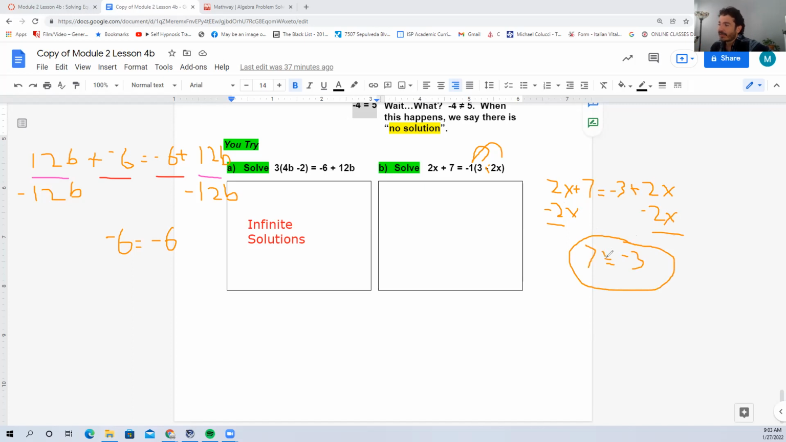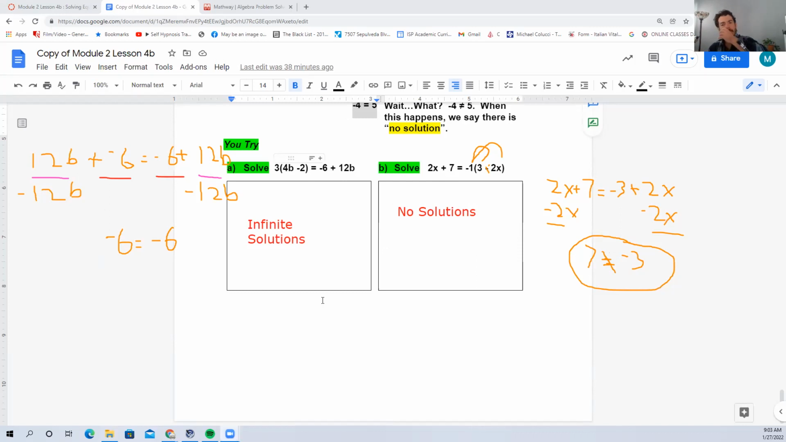I'm going to draw a line through this equal sign so that the statement is true. 7 does not equal -3. They're at completely different places on the number line. So what is that? Well, that means that if we were to graph these two things, and I know we're not there yet, we would have lines that were parallel to each other. Another way of thinking about that is they have the same slope, they have the same steepness, but they're at different places. So this is no solution. There is no value for x for which this is true. Okay.